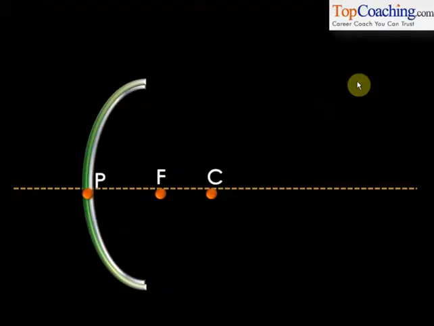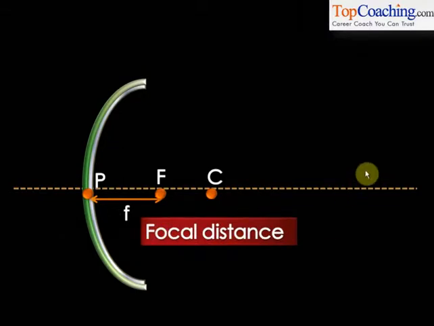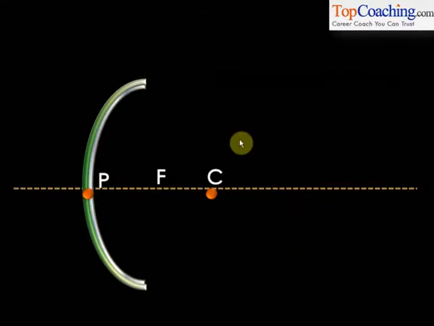So here we go. This is the pole of a concave mirror, this is its focus, and this is its center of curvature. The focus lies between the pole and the center of curvature. Also, the distance between the focus and the pole of the concave mirror is represented by the symbol small f, and it is called the focal distance or the focal length of the mirror. Understood? In the case of both a convex and a concave mirror, the distance between the focus and the pole is called focal distance or focal length. Now, under very special circumstances, the focal length is equal to half of the radius of curvature.